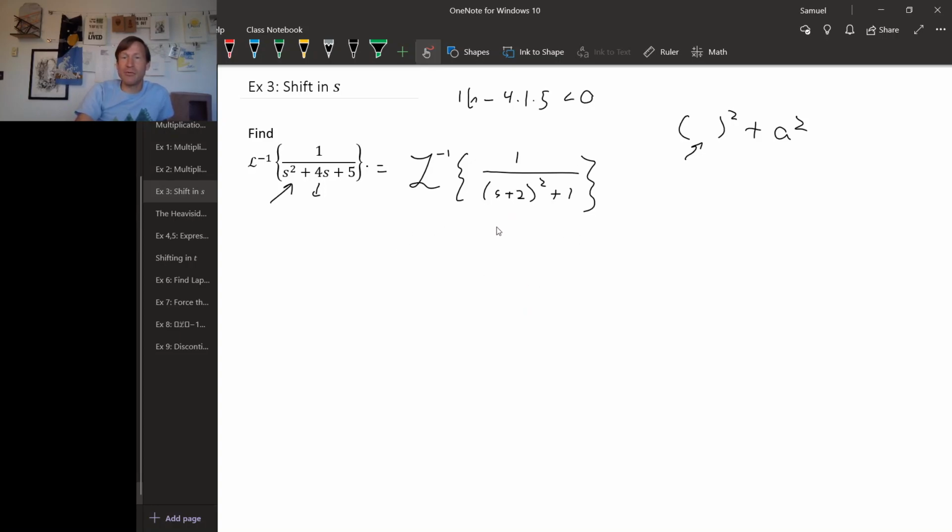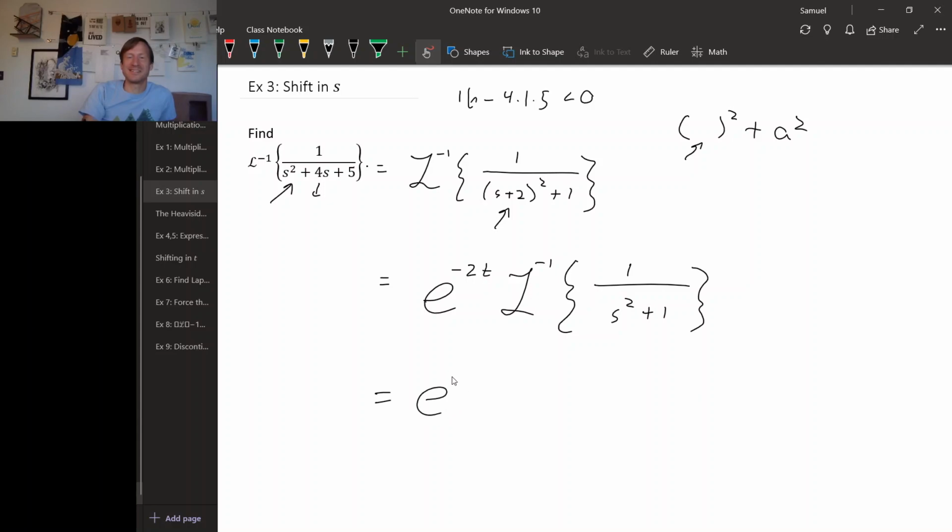All right, and now we see that there's a shift in the s world, and our Laplace transform rules tell us that a shift in the s world is multiplication by an exponential in the t world. So this gives us e to the minus 2t. This shift in s turns into that exponential. But we still need to take the inverse transform of the function without a shift, so like this. Fortunately, this one I recognize, that's just sine. So e to the minus 2t times sine of t. And there we're done.